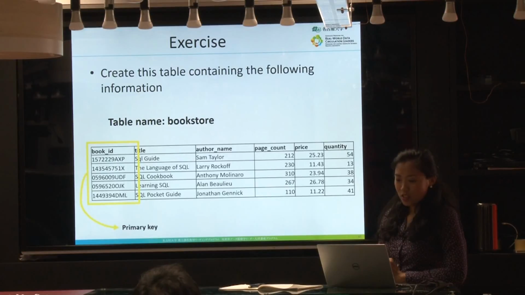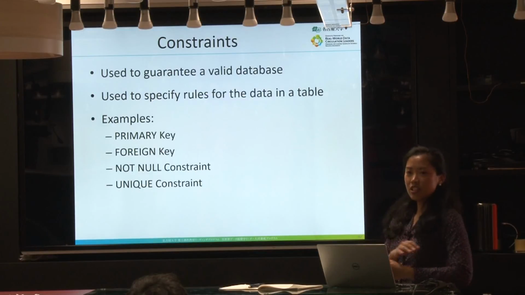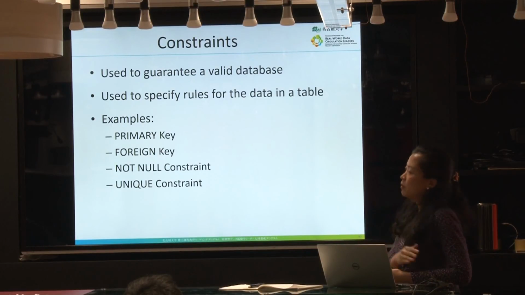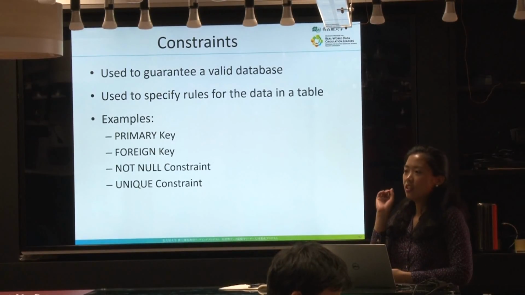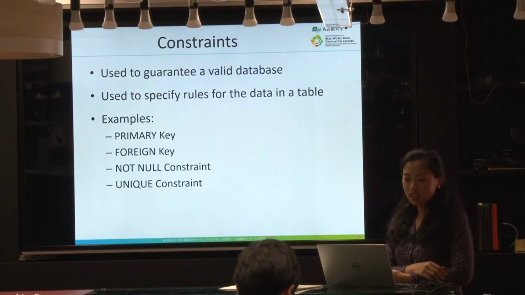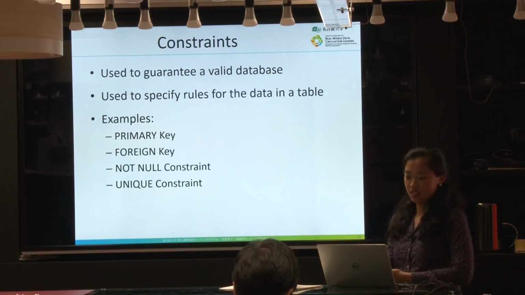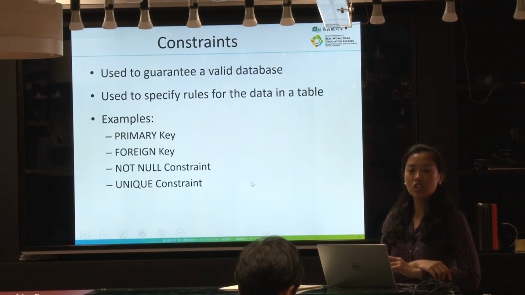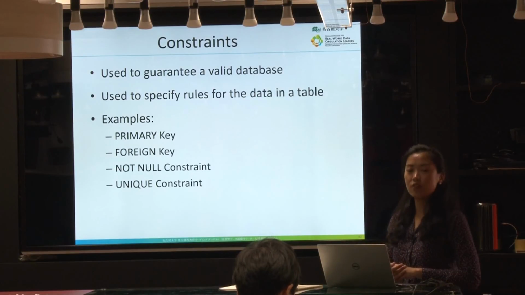Okay. Next are constraints. We need constraints to guarantee that the database is valid and to specify rules for the data in a table. For example, we have the primary key, the foreign key, the not null constraint, meaning that no values in that particular column will be null, and a unique constraint, wherein all the values in that particular column are unique. Those are just examples of constraints. You can search for them in Google to learn about more constraint values for your database.